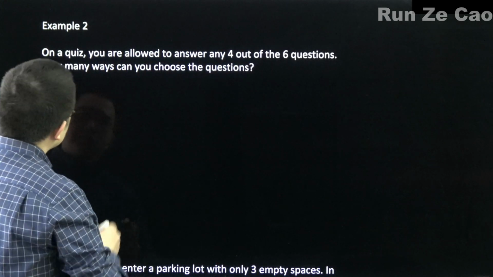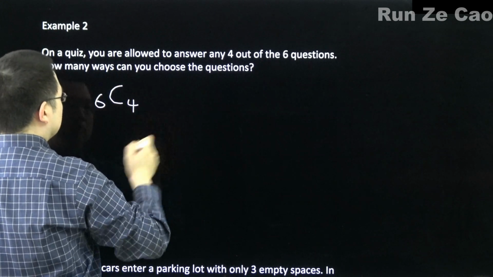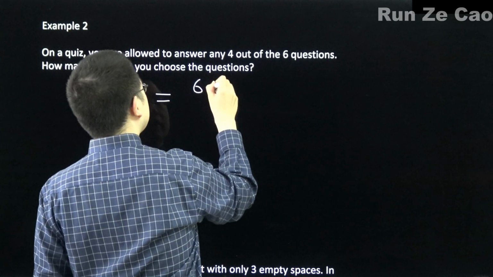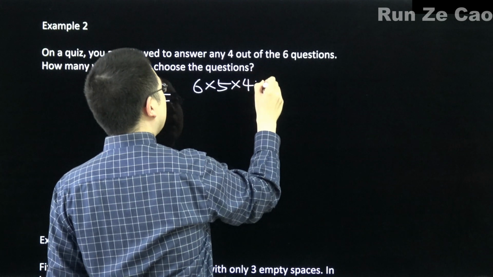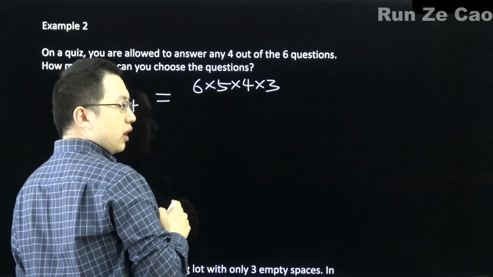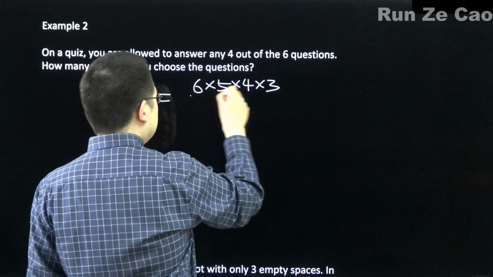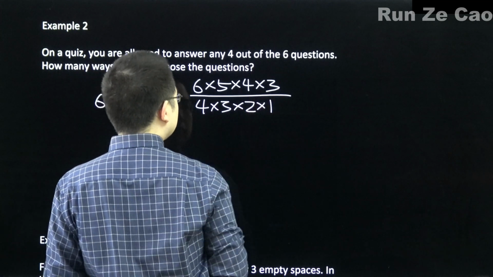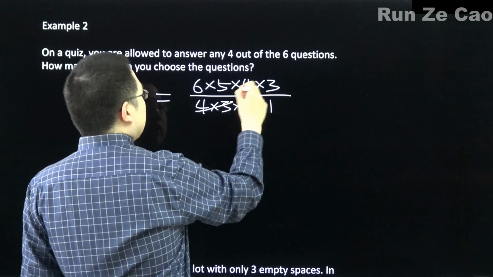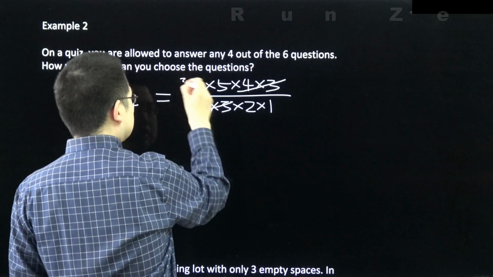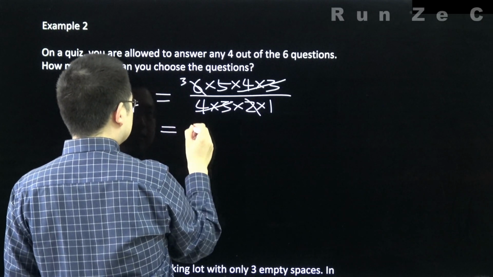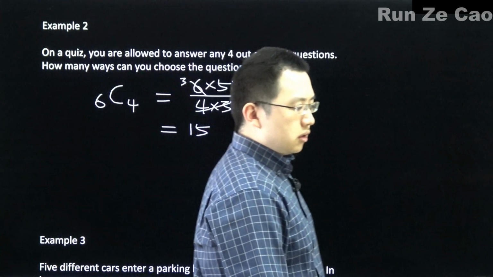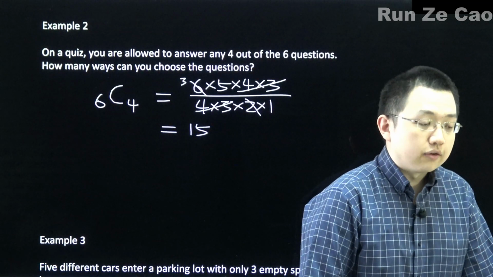How many ways can we choose the questions? This is 6 choose 4. So, we have 6 times 5 times 4 times 3 for our choice of the questions in the order that we're answering, and then divided by all the ways they could have been ordered, times 2 times 1. We can already cancel out part of this. We can actually cancel further if we like. And this is 15. So there are 15 ways we can choose to answer the questions.